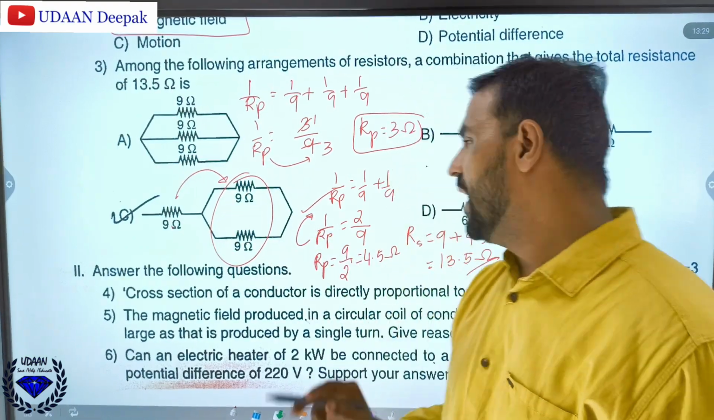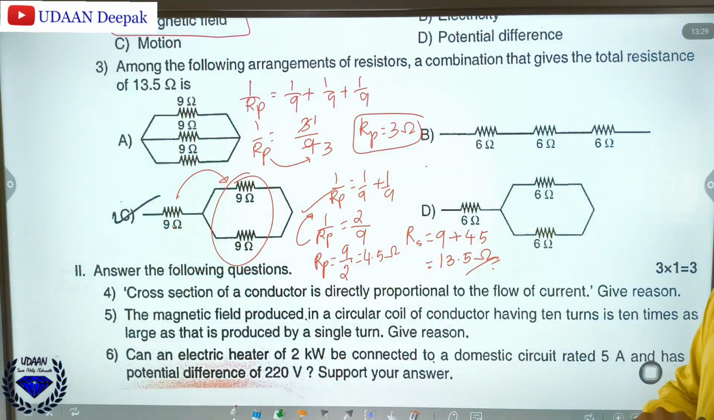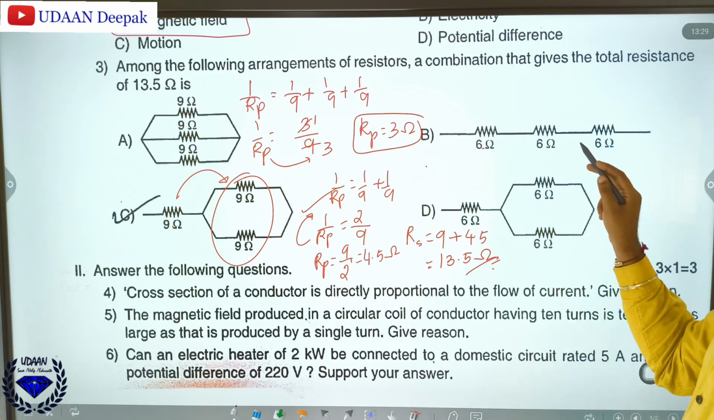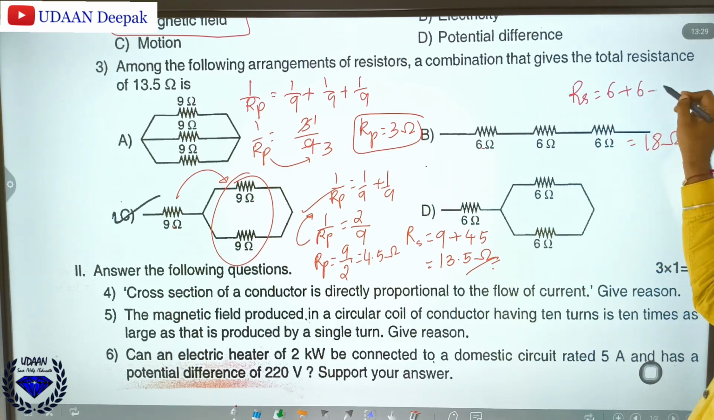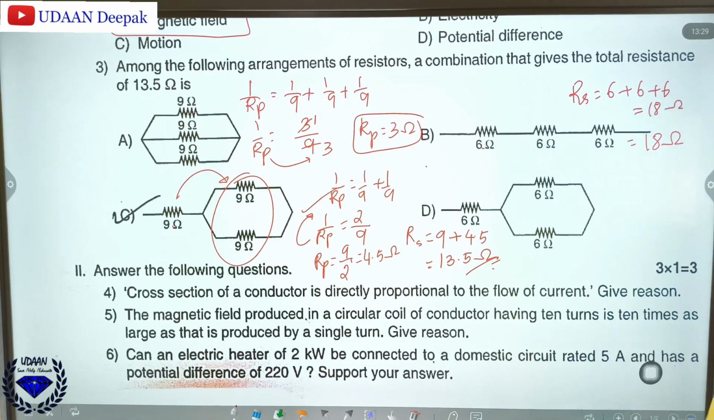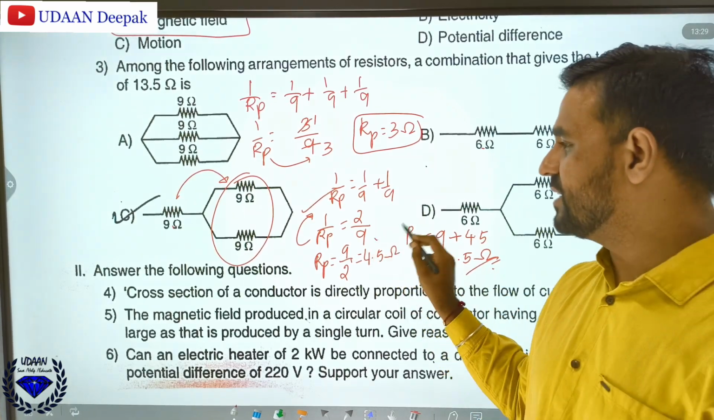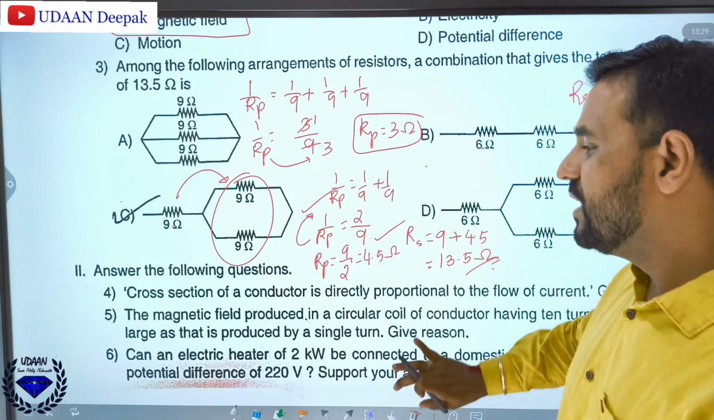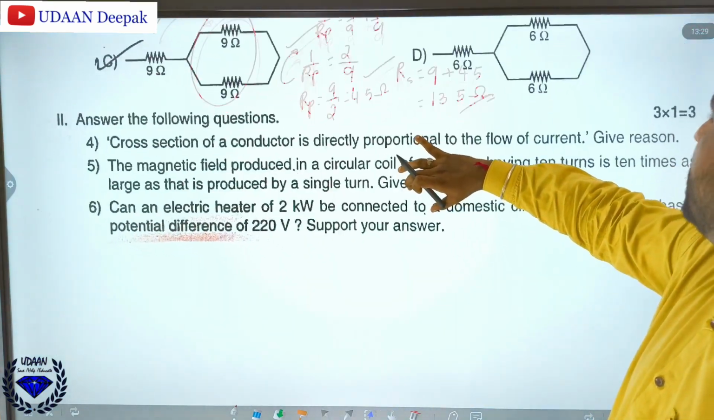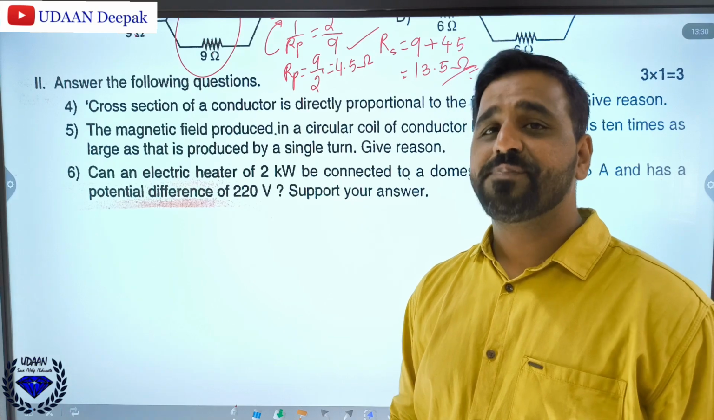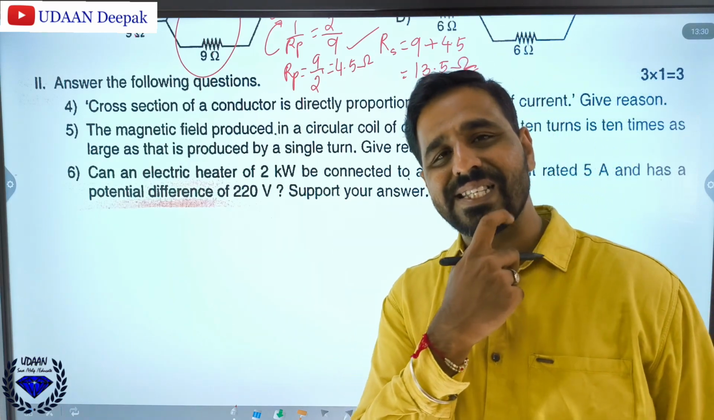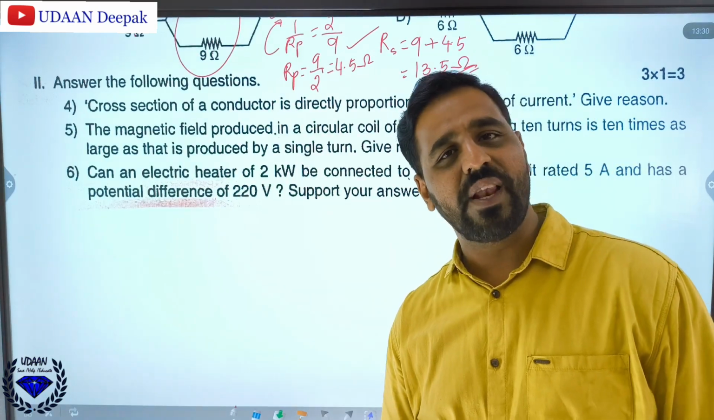So we got 13.5. If you try to solve the others, you will not get it. Here, 6 plus 6 plus 6, how much will you get? 12, so 18. It will be 18 because RS is equal to R1 plus R2 plus R3. You will get 18 ohm. Here if you solve, you will get a different answer. The right answer is option C itself. Now coming to the next one: the cross section of a conductor is directly proportional to the flow of current. So you know that if the cross section increases, then the current will also increase and the resistance will decrease.